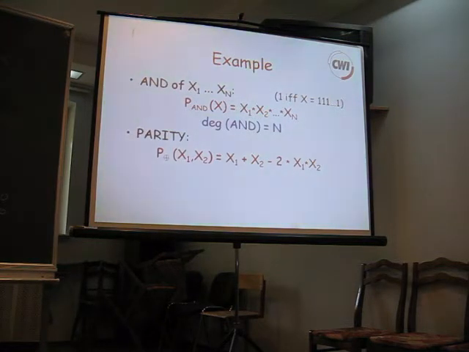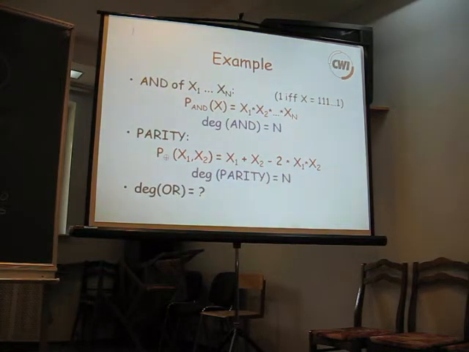For parity, you have to play a little bit, but for example, the parity on two variables you can write down as the polynomial x1 plus x2 minus 2 x1 x2, and you can verify that this is true. In general, you can extend this and show that the degree of the parity is also n. It will also have lower order monomials, but there will be one that has degree n. So what's the degree of the OR? Well, as you all know, that's also going to be n. And in general, for many functions, the degrees are known.